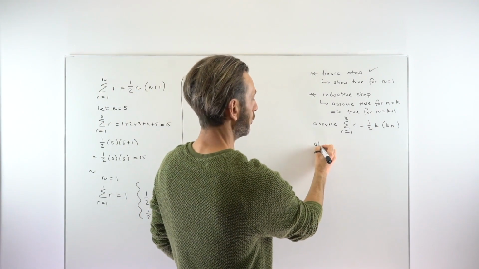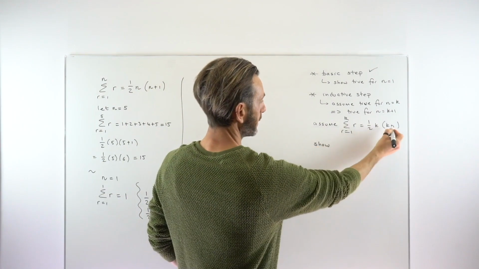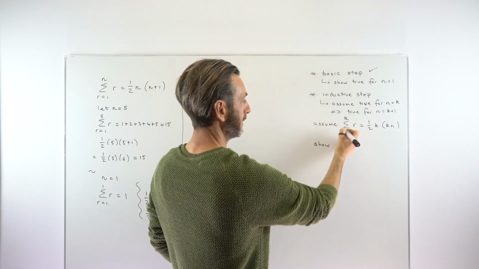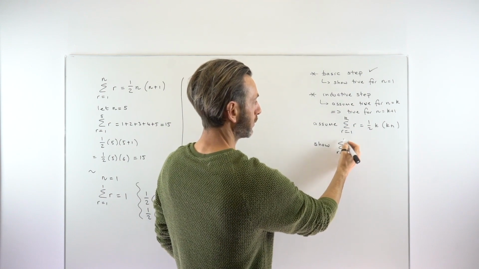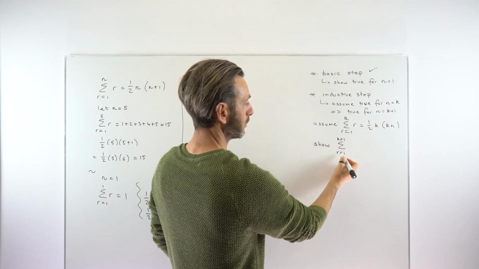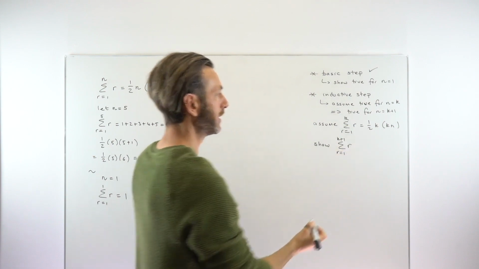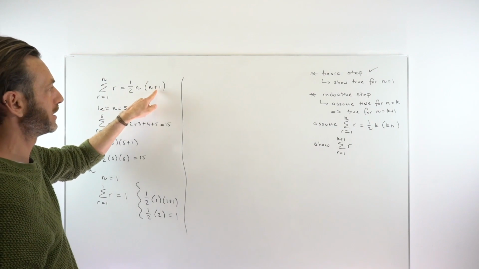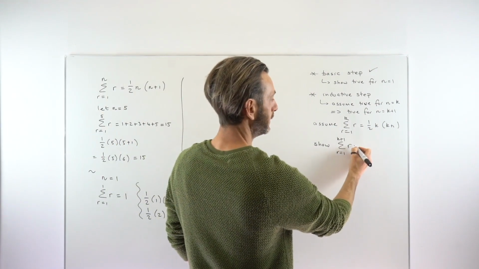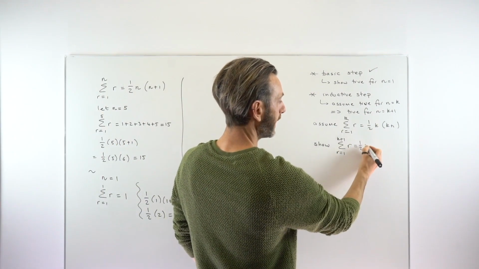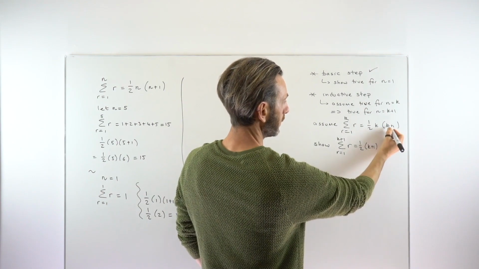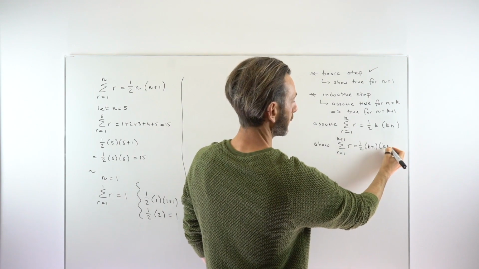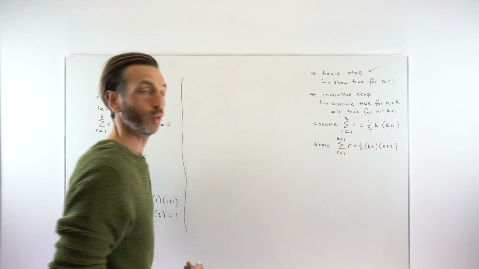But what we're trying to show is that if that is true, this implies that the result is true for k plus 1. In other words, the sum r equals 1 to k plus 1 of r is going to be equal to 1/2 k plus 1, k plus 1 plus 1. So it'll be 1/2, changing the k to a k plus 1, changing this k to a k plus 1, so it'll be k plus 1 plus 1, which is k plus 2. So that's the result we're trying to show to be true.